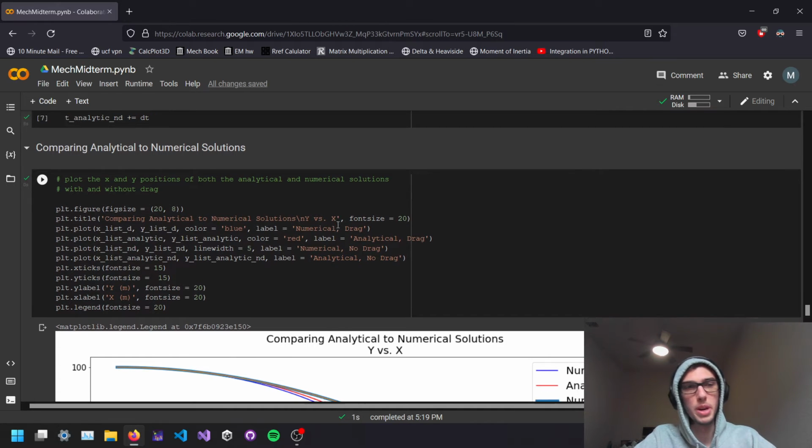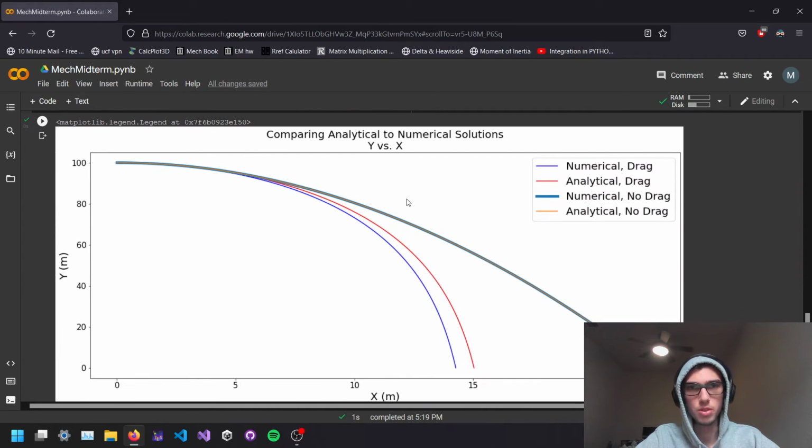So now we can start comparing the analytical to numerical solutions. So we see the trajectories here. The numerical solution with drag gives us this blue line here, and then the analytical solution with drag gives us this red line here. So we see the trajectories at the end are not that close together, but when we're looking at the energies, the lines will be a lot closer together.